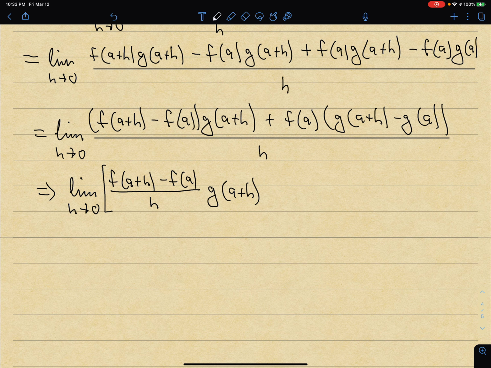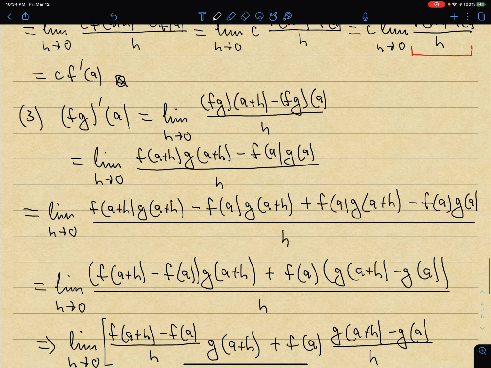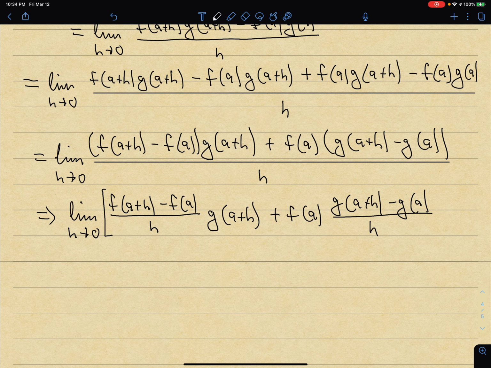And then I will need to take a limit of f of a. That's the thing that I can factor out. And what's left is g of a plus h minus g of a over h. Okay?